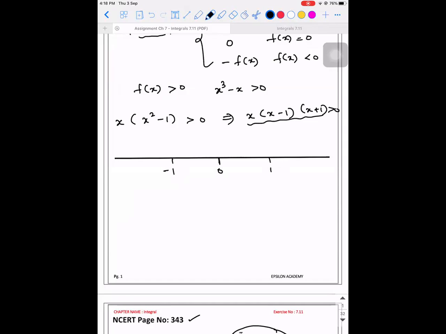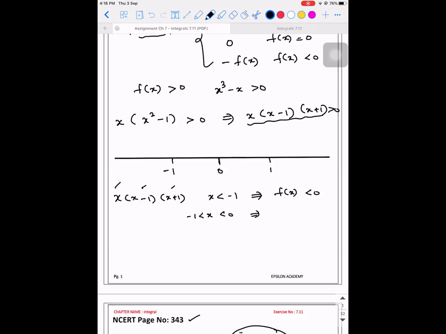So what are we supposed to do? Start from the left extreme. If you substitute a value in x into x minus 1 into x plus 1, when x is less than minus 1, let's say you substitute minus 2, negative into negative into positive, so it is negative. f of x is less than 0. When you substitute a value between minus 1 to 0, what will happen?